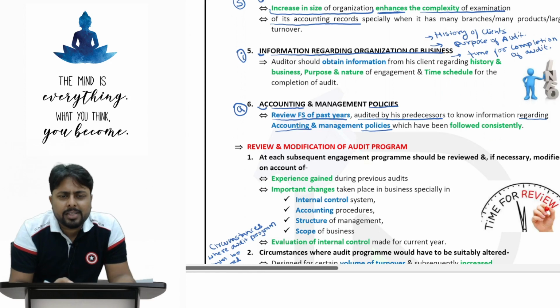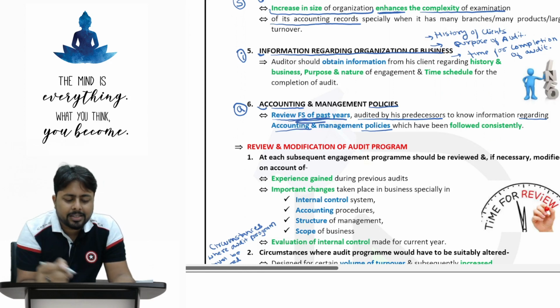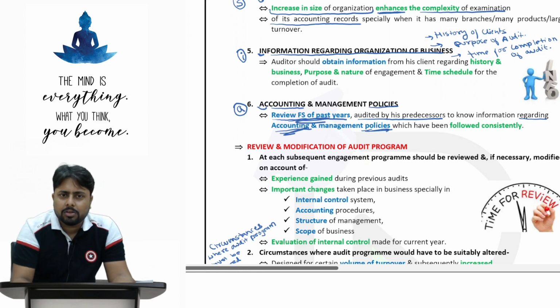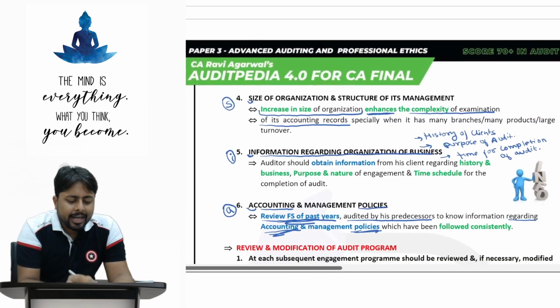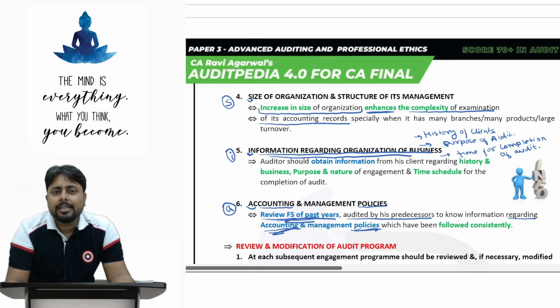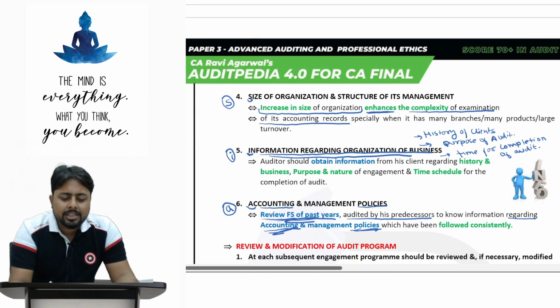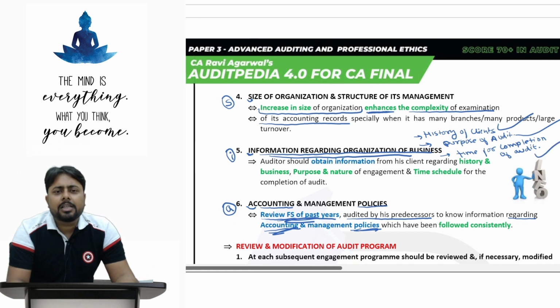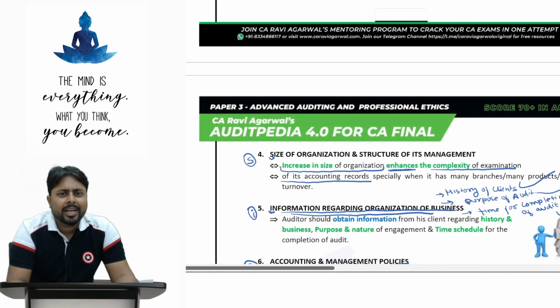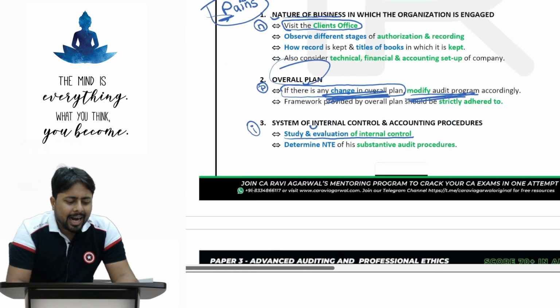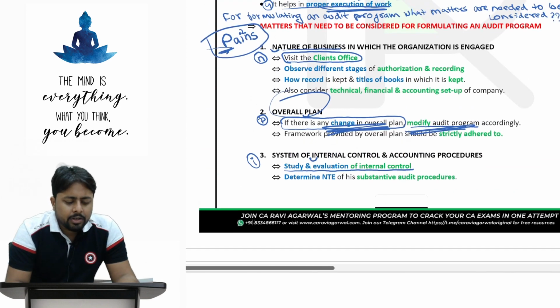A is your accounting policies, right? Obviously you need to review the financial statements of the past year and check the accounting policies also. I is your information regarding the organization. Yes, you must take information regarding the business. You must check the history of the client, the purpose of the audit, and the timing for completion of the audit. So, information regarding the organization and the business.